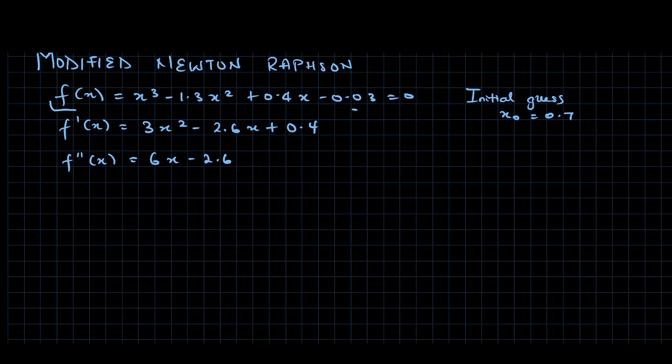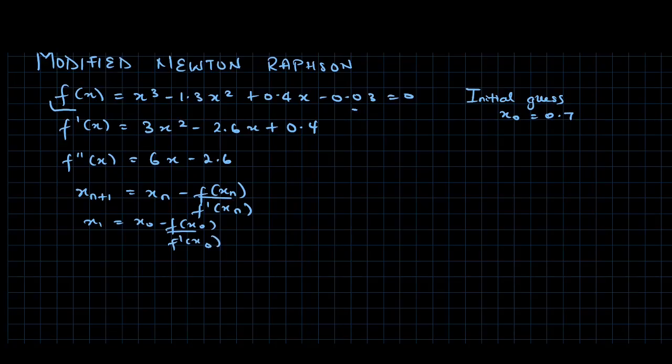But before we use the modified Newton-Raphson formula, let me use the normal Newton-Raphson and solve this, and show you why we need the modified one. For the normal Newton-Raphson, the formula is x(n+1) equals x(n) minus f(x(n)) over f bar(x(n)). In this case, n is 0, so x1 equals x0 minus f(x0) over f bar(x0).